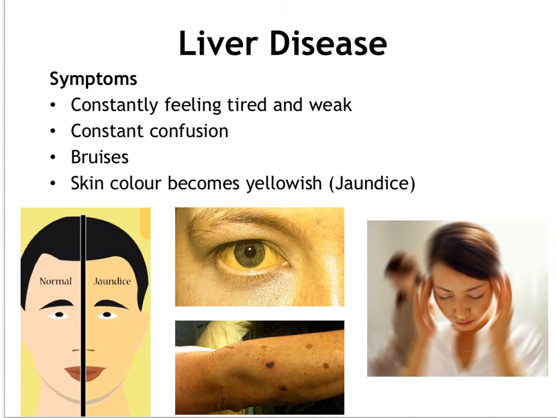With regards to symptoms, having liver disease can affect a person's energy levels and lead him or her to feel tired and weak. It can affect a person's focus and lead to constant confusion. Bruises can also be experienced. Lastly, a person with liver disease can experience jaundice. Jaundice is a condition that leads the skin to become yellowish. Discoloration in the eyes can also be experienced during a liver disease.